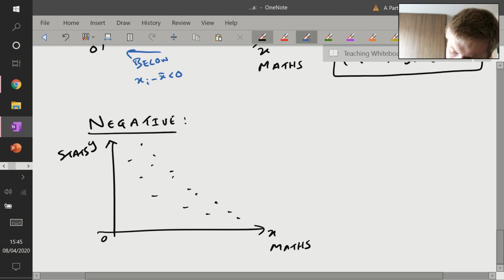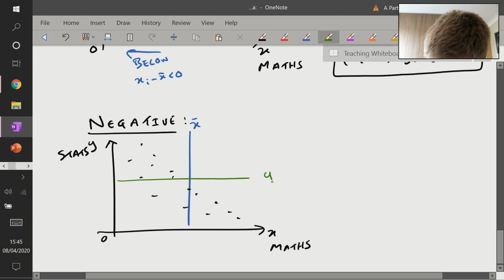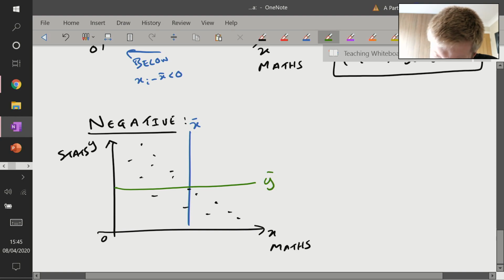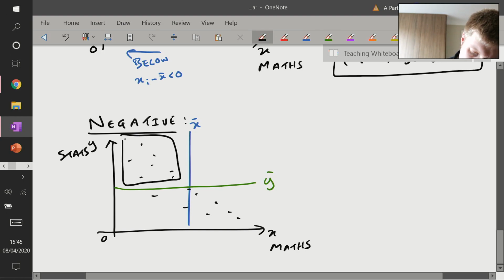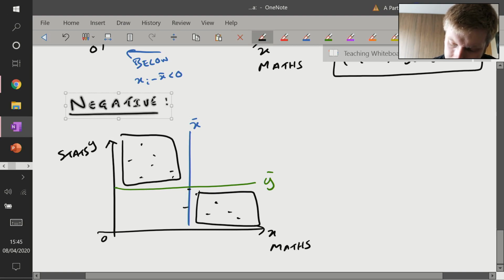Again, if I draw in my mean mark of my maths, and my mean mark of my stats, then the majority of my data lies in either this quadrant or this quadrant down here. So it lies in the alternate two quadrants for negatively correlated data. So if I lie in either of these two quadrants, let's have a look at what that means.